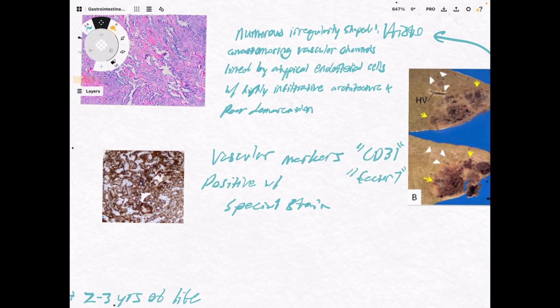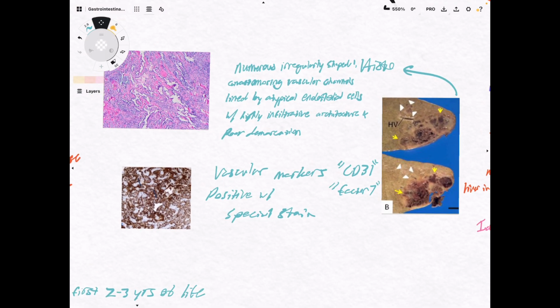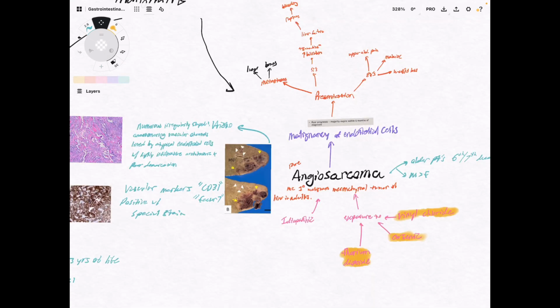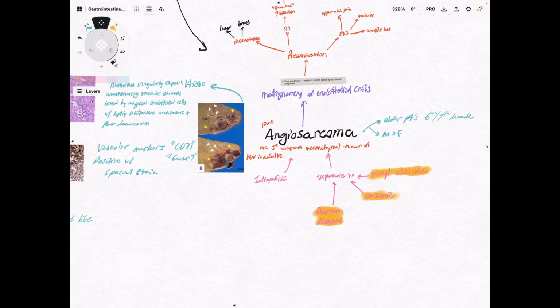All right, so that is the histo. You can see your vascular markers. If you stain it with a vascular marker like CD31 or factor 8, it can show up there. So that's just a little side note. And then let's look at the causes of this.